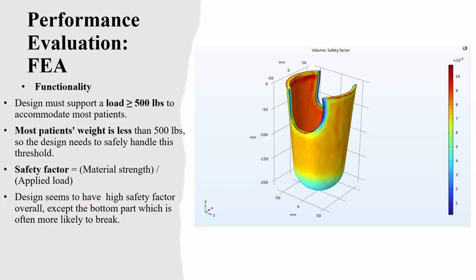So for the functionality section, we had to make sure that it is able to support 500 pounds, and this is a picture of the safety factor provided by the software. So the yellowish part here tells you that it's about 7 to 8 for the safety factor, which means that this part of the socket is able to withstand a force of about 7 to 8 times the intended weight, which is 500 pounds. And we could see that the socket is more vulnerable at the base and the extremities right here.